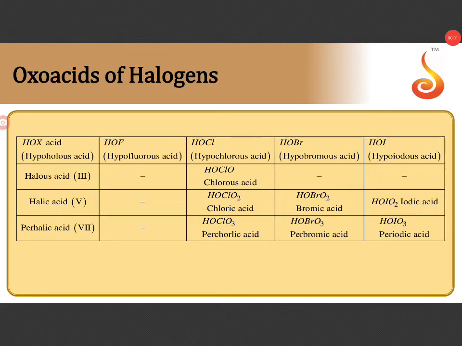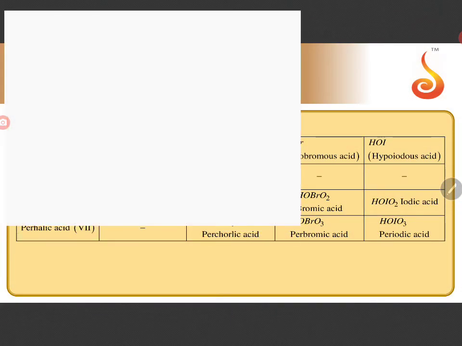Acidic strength of oxoacids. There are different types of oxoacids. So, HOX. Here we are going to calculate the oxidation states of oxoacids, especially. Therefore, let us calculate the oxidation states of halogen in each of these oxoacids.